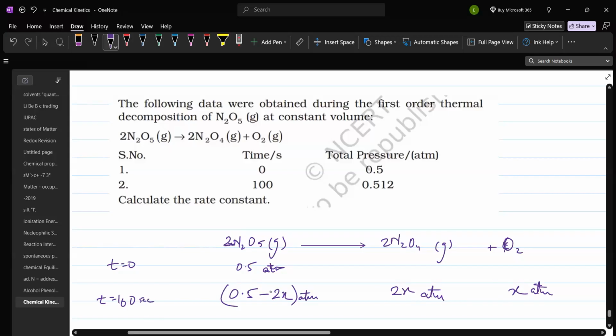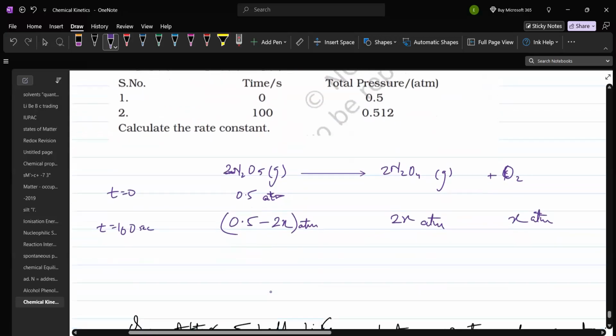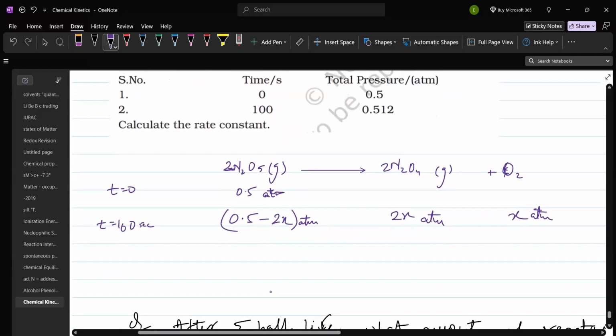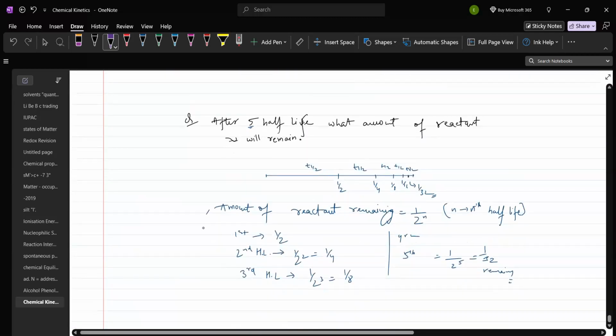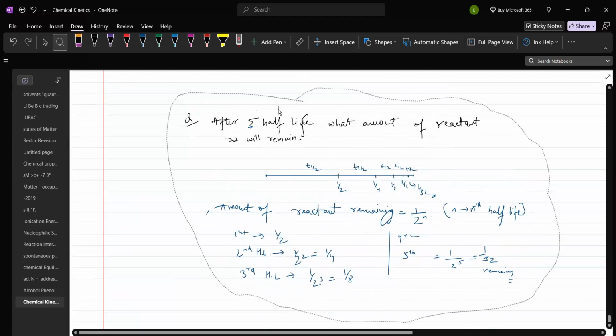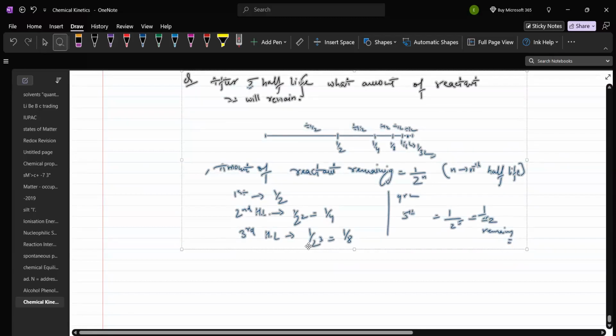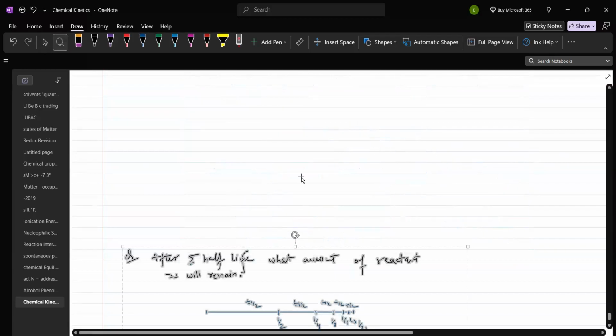Have you understood this step? Is this clear to you, till here? Because we are going to find the x value. So are you good till here?